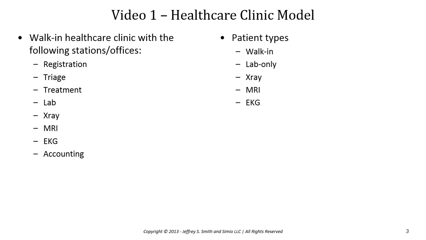And so we're also going to have several different patient types. So we'll have walk-in patients that walk in for some type of treatment. We have lab-only patients who come to have blood work done, for example. There are X-ray patients, MRI patients, and EKG patients. And so we have these different categories of patients that come through our clinic.